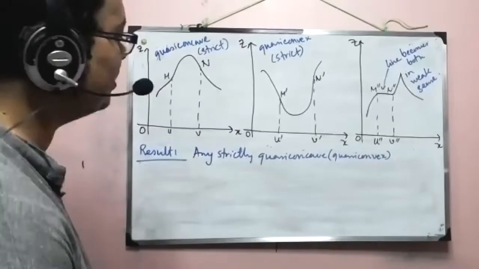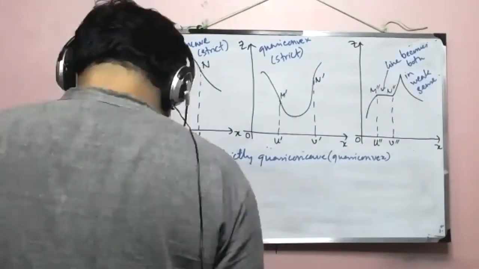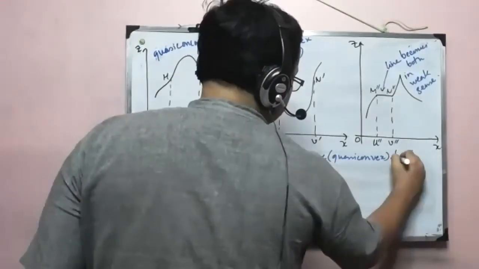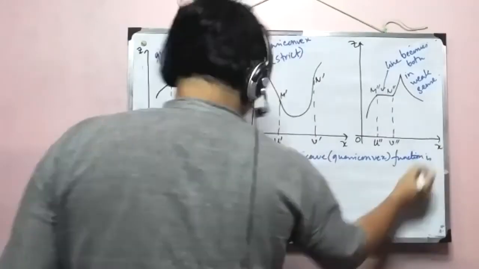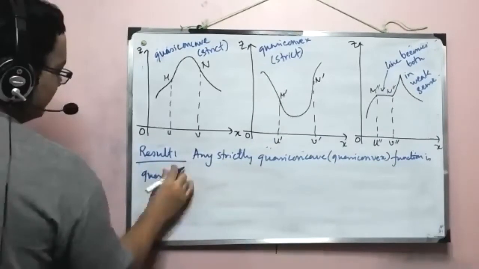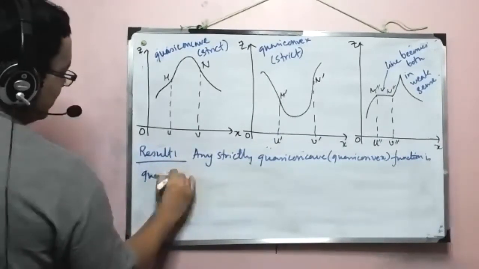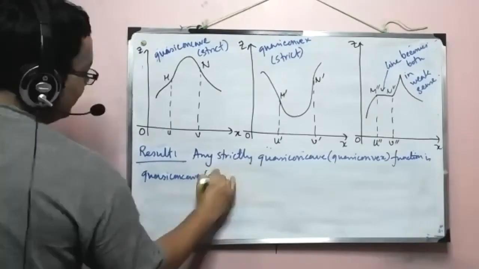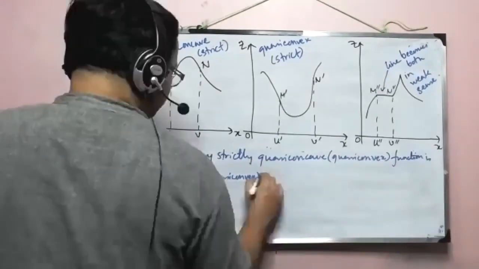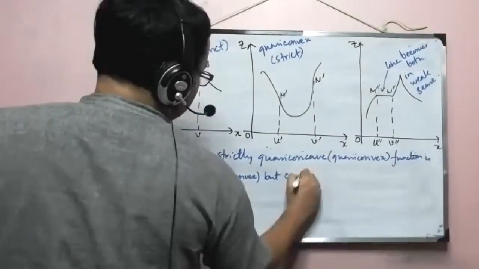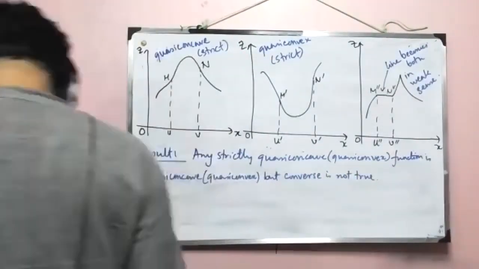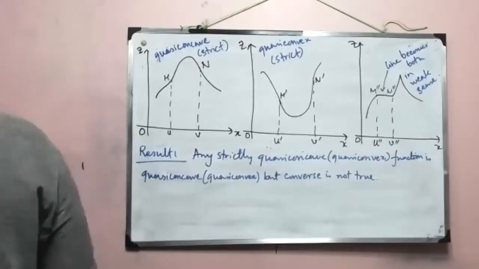So any strictly quasi-concave, quasi-convex function, obviously, is quasi-concave or quasi-convex, but the converse is not true. Okay. All right.